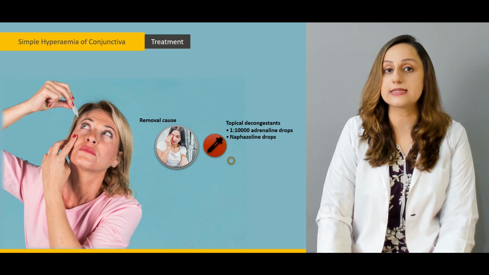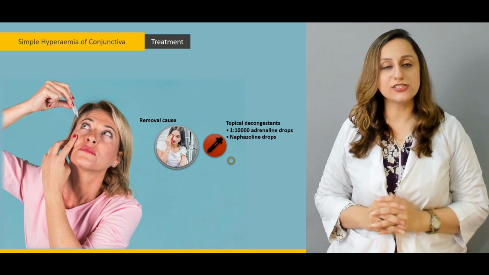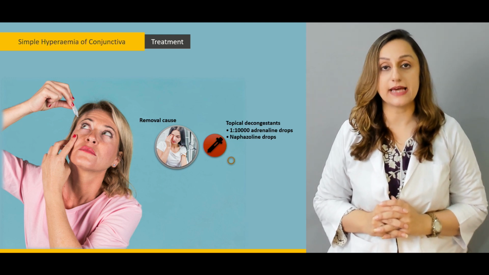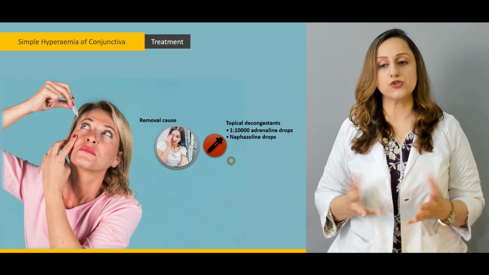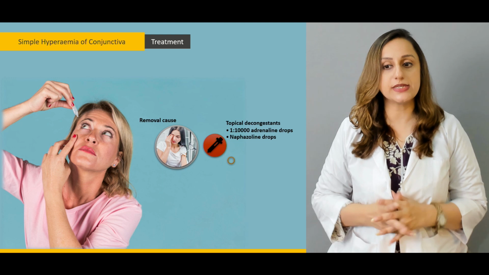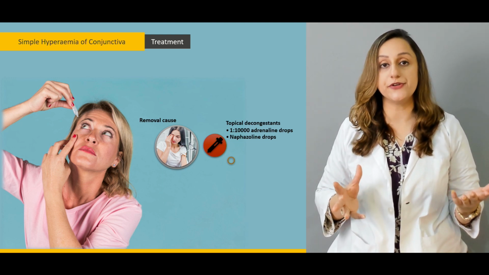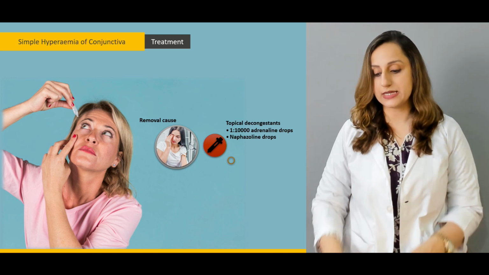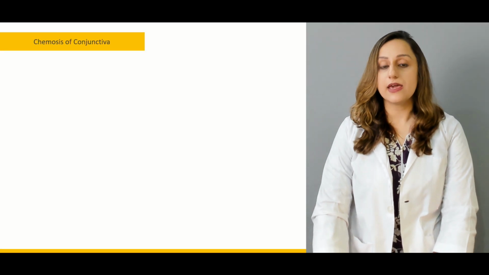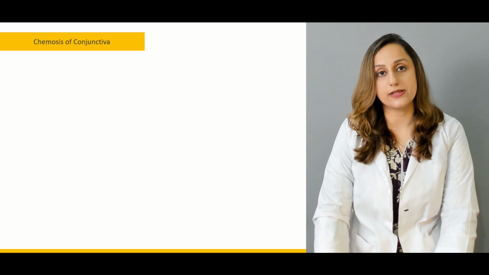Topical decongestants are given along with this. These topical decongestants would include 1:10,000 adrenaline drops as well as naphazoline drops, which have decongestive properties as well. So this is the whole treatment in which, first of all, we have to remove the cause, as well as couple this therapy with topical decongestants. If there is some sort of a superimposed infection, we can treat that as well.